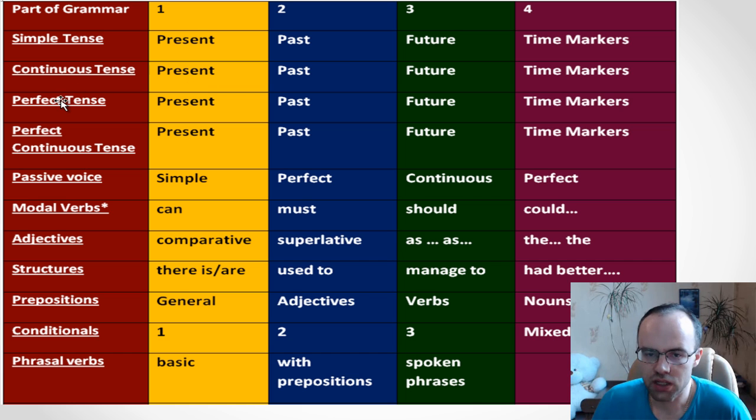Right. Next you need to have a look at one more group of tenses, perfect tenses. It's more complicated. So we have present perfect, past perfect and future perfect. The main difficulty is that it's very difficult maybe to use these tenses, but there are some time markers which can help you a lot to understand.